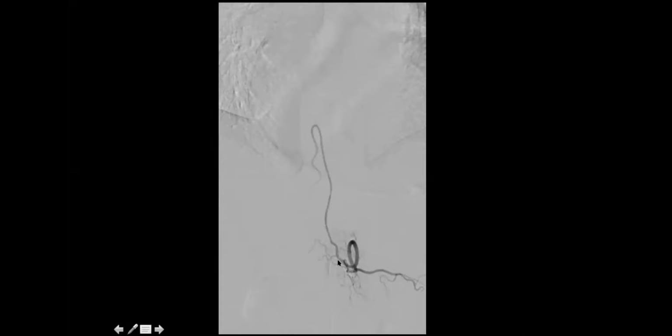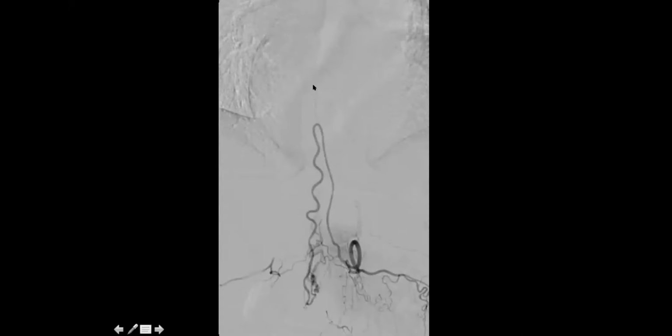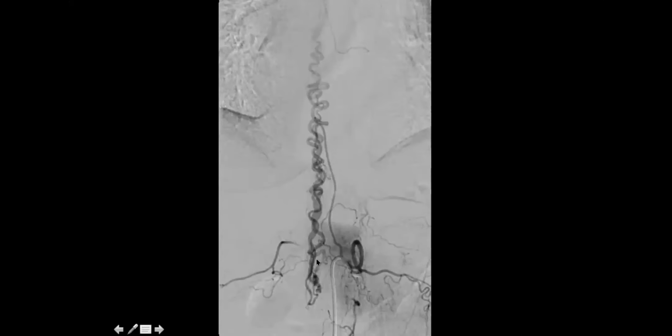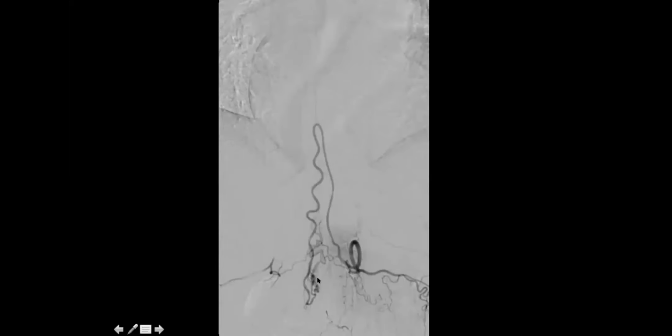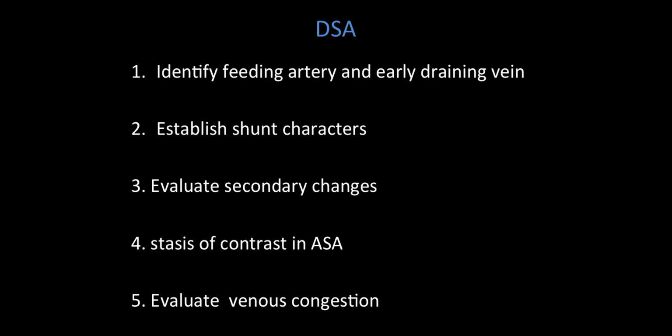In contrast, this is another case. When we probe the segmental artery, we can see this is a radiculomedullary artery rather than meningeal. We can see the continuation of the anterior spinal axis. The descending branch here is giving a shunt, and there is early venous drainage and congestion. So this is a pial AV shunt rather than a dural AV shunt.